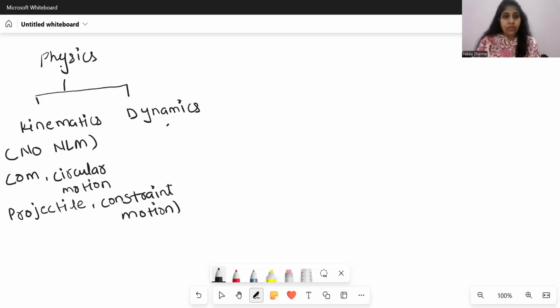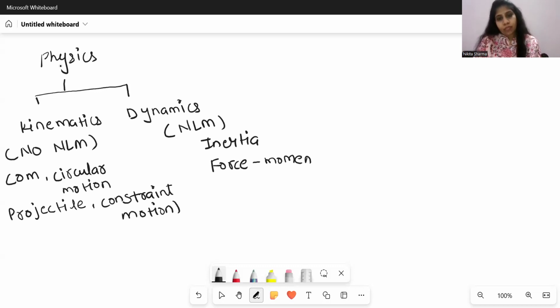Now, dynamics, that means we are following the Newton's laws of motion in this part. The three Newton's laws of motion we already know. Number one is inertia. Number two is the relation between force and momentum, the result of that is F equals ma. And number three is action and reaction.